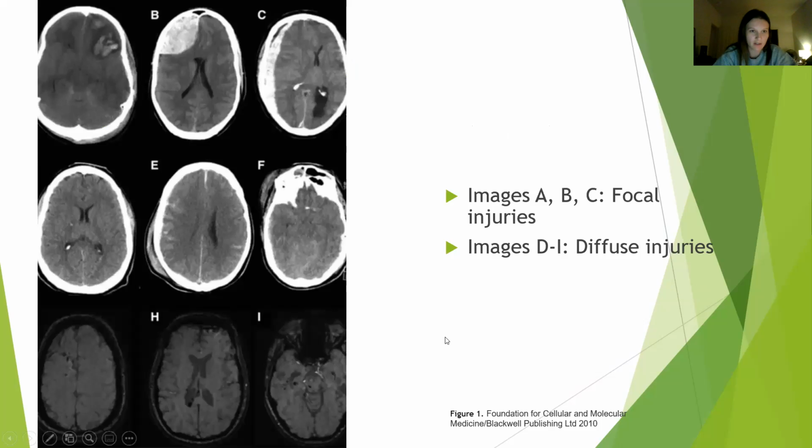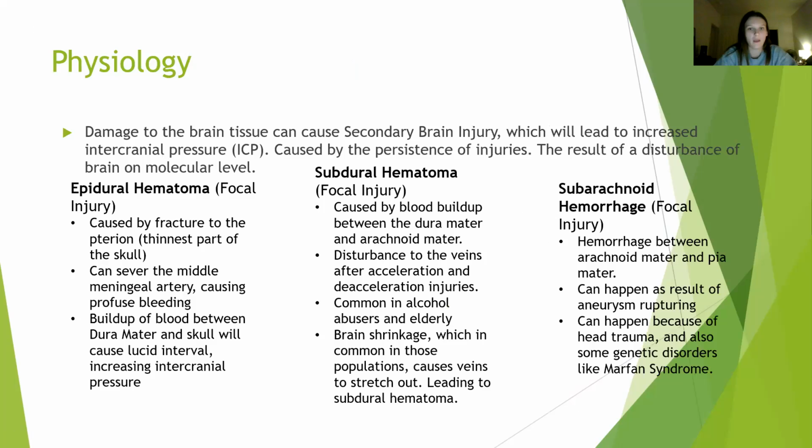These are images of MRI scans. So images A, B, and C, as you can see, these are hematomas in the brain. B, I believe, is an epidural hematoma. C is a subdural hematoma.